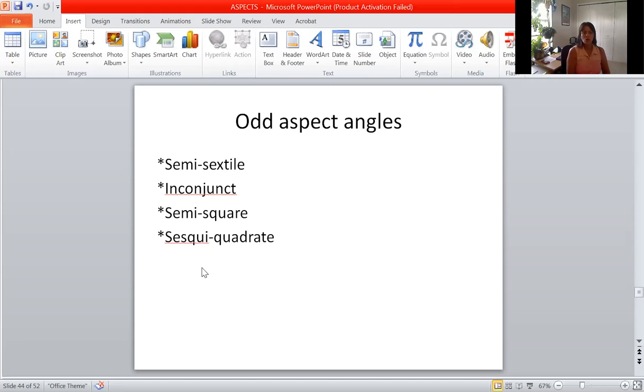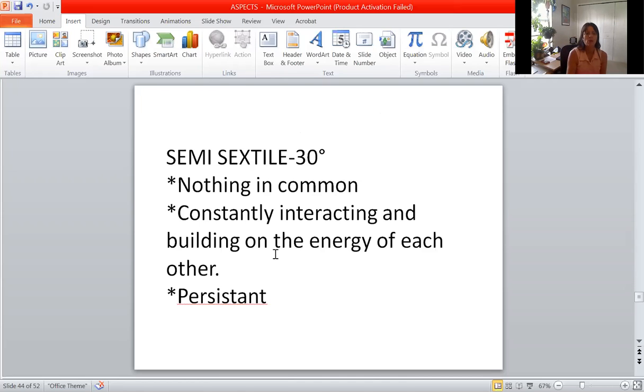There's the inconjunct, which is 150 degrees. There's the semi-square, which is half the square. And so we said a square is 90, so this would be 45. And then the sesquiquadrate, which is the square and a half, or the square plus that 45, which we showed you in that little symbol, which would be the 135.